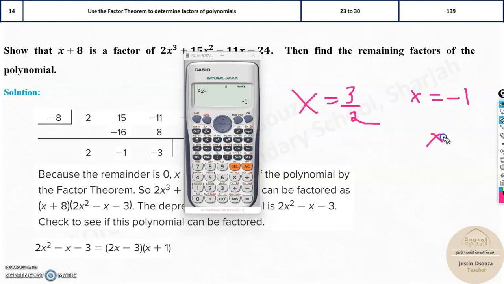Now bring this inside. That's very easy. x plus 1 is a factor. You have to bring it inside the equal to. But what will happen if you bring it over here? It'll be negative 3 by 2.